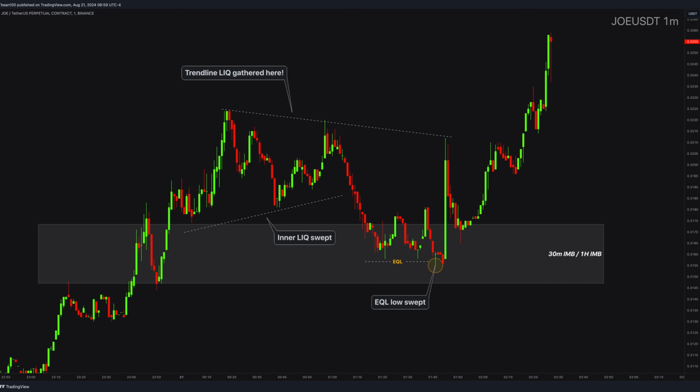Smart money is building one more time a liquidity pool with equal lows here. Then the price hunts it and makes a strong market structure break with a large imbalance to use. And this is your trade. A nice and clean 2-hour trade setup, a setup to get in and get out.